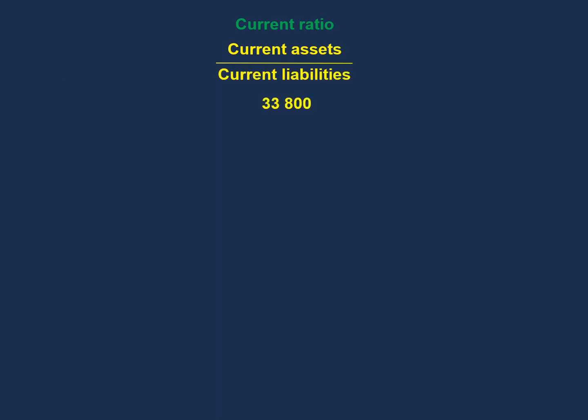If we add up our current assets, we get 33,800. If we add up our current liabilities, we'll get 16,400. And then our answer is 2.0621. This means that our current assets cover our current liabilities by 2.06 times. Please note, don't just write 2.06. It needs to be 2.0621.